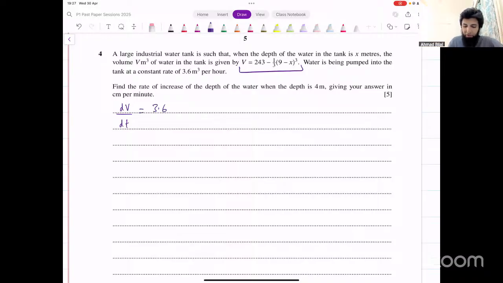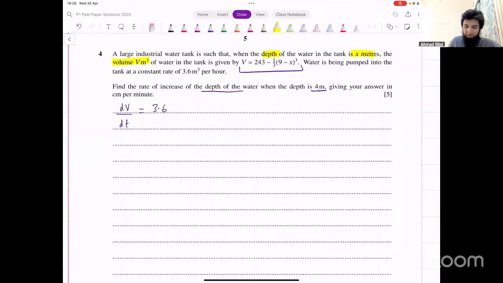Find the rate of increase of the depth of the water when the depth is 4 meter, giving an answer in centimeter per minute. Okay, now we have to be careful here. This is meter cube, and they're saying centimeter per minute. So there's a mismatch of units as well. We have to be careful about that. Let's do everything in the unit that's given. First of all, everything is in meters, right? This is V meter cube. This is X meters. The depth is represented by X.